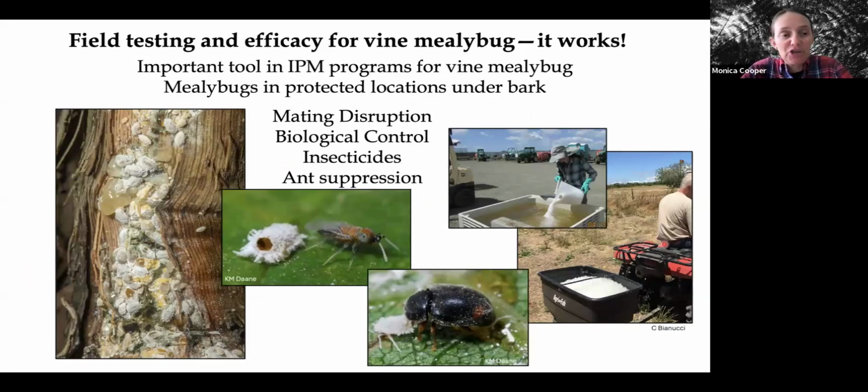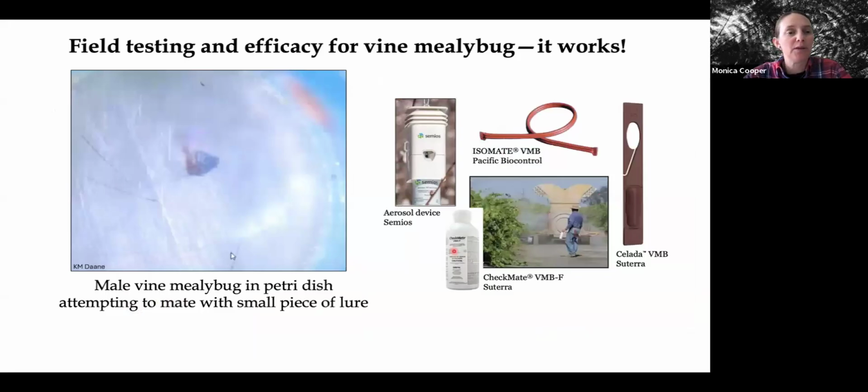Vine mealybug has very large populations and they can be difficult to control because they're often in protected locations under the bark. Like you're seeing here, they congregate in massive numbers, and then they can be protected by ants. And so we use an IPM program in order to be successful with our vine mealybug management. That includes mating disruption, biological control, the judicious use of insecticides, and then suppression of ant population so that our biological control agents, particularly the parasitoids, can have access to mealybugs. So it's been a very important part of the IPM program for a number of years now for vine mealybug.